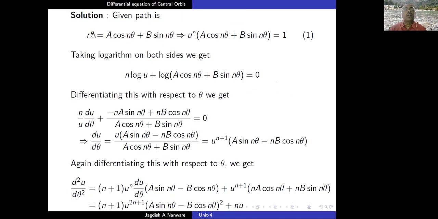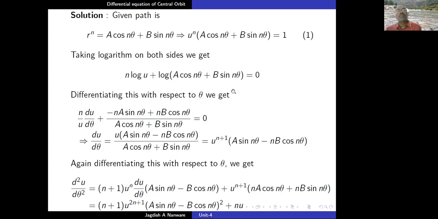Again we use the relation between u and r. So u is equal to 1 upon r, and therefore the value of r will be 1 upon u. Therefore r to the power n will be 1 upon u to the power n, and simplifying that, we will get this equation 1. Now, before directly taking the derivative, we first take the logarithm on both sides, and we will get n into log of u plus log of this, because we have a product here. By properties of logarithm we have a plus sign, and log of 1 is 0.